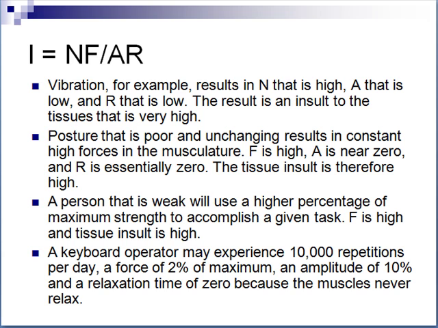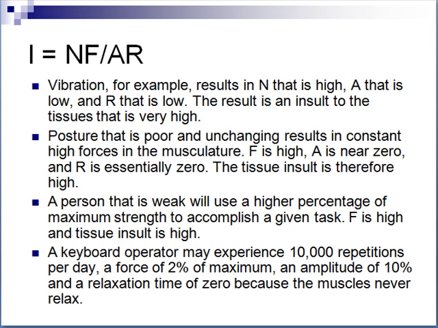And here's a couple examples that might help you understand this just a little bit better. Vibration, for example, results in an N, the number of repetitions, that is high, an amplitude that is low, and a rest interval that is low. The result of an insult to the tissues is very high. Another example is posture that is poor and unchanging, which results in constant high forces in the musculature. Force is high, amplitude is next to zero, and rest is essentially zero. Therefore, the tissue insult is very high.